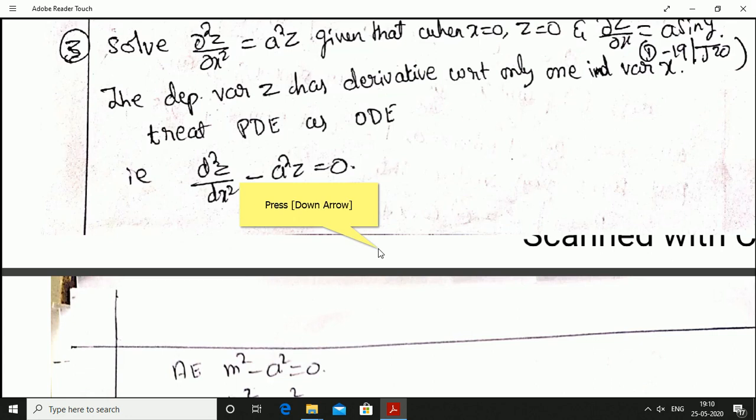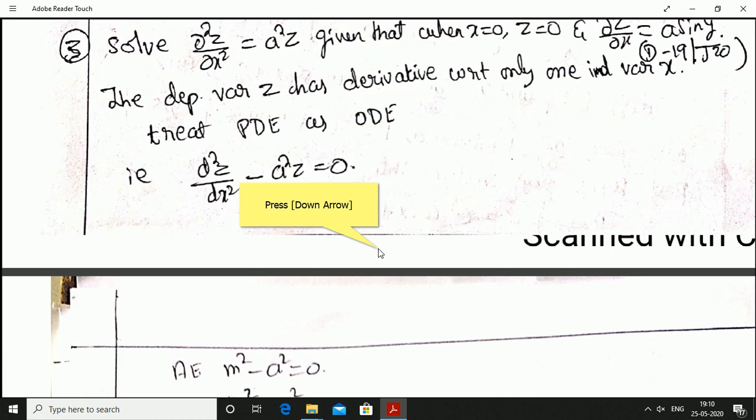Solve del square z by del x square is equal to a square z, given that when x is equal to 0, z is equal to 0, and del z by del x is equal to a sin y. This is the December 19, January 20 question paper problem.